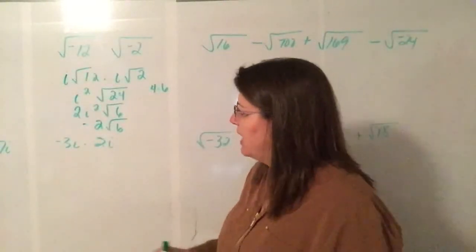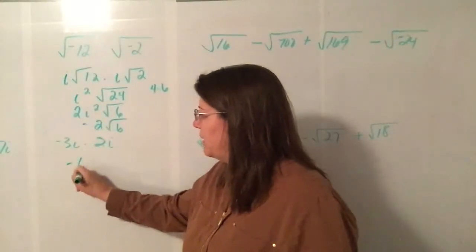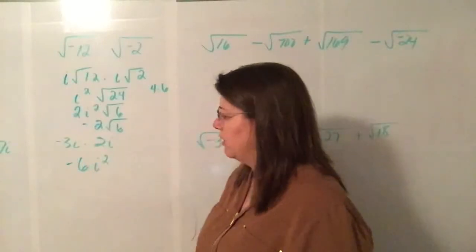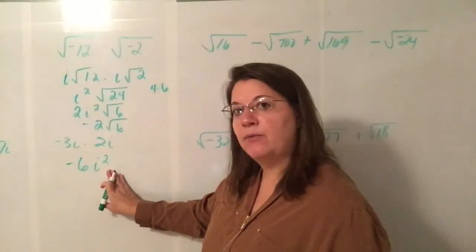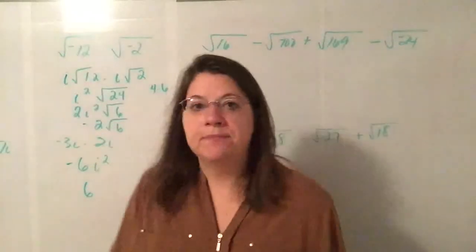Here, I have a -3i times 2i. I'm going to go ahead and multiply those together. That would be a -6i squared. i squared is -1, so -6 times -1 is just 6.